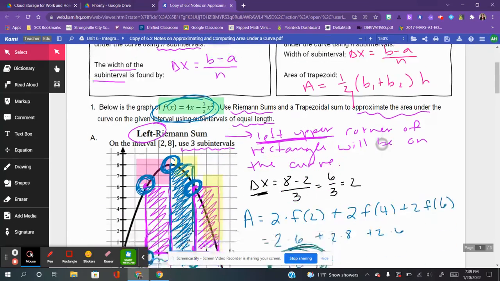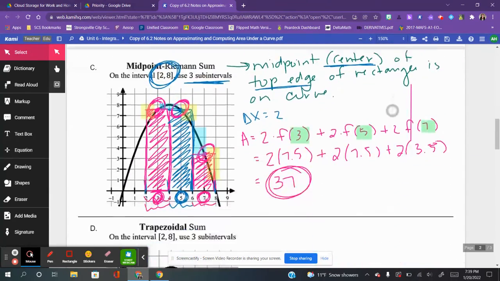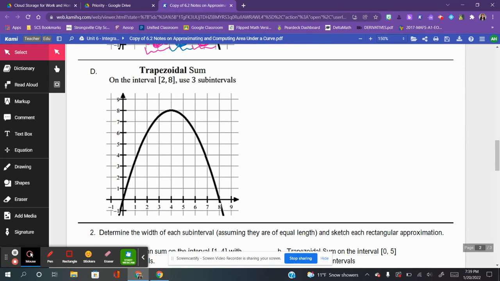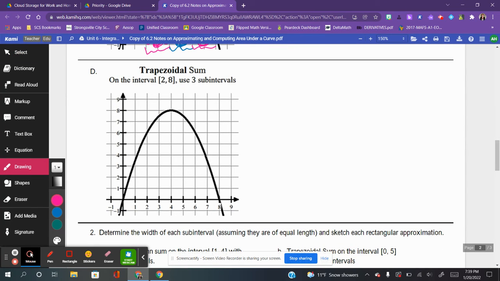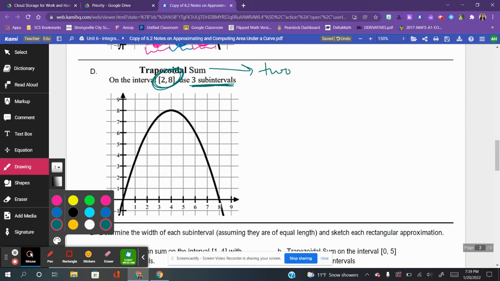Okay, so we're going to go and do this example. Again, we're on the same interval, 2 to 8. And we're using 3 subintervals, okay? And so, again, 2 endpoints are going to be on my curve. And that's the big difference, other than the shape. That's the big difference between Riemann sum versus trapezoidal. Obviously the shape, but in this case I get 2 points on the curve, which might give me some more accuracy.